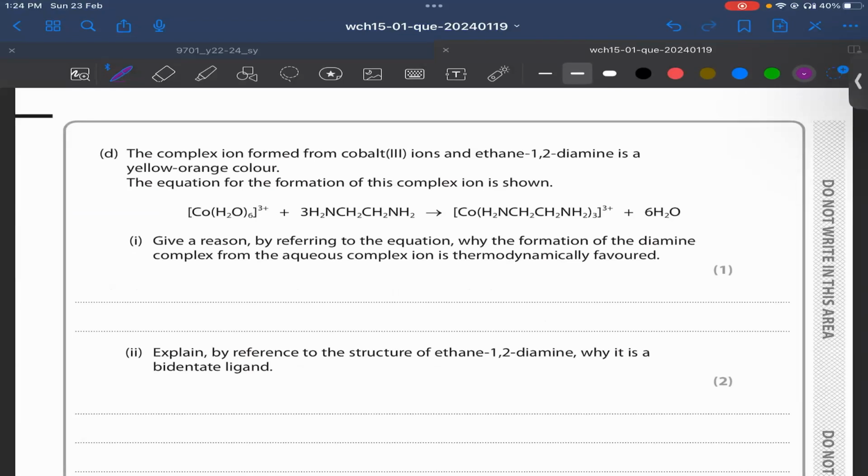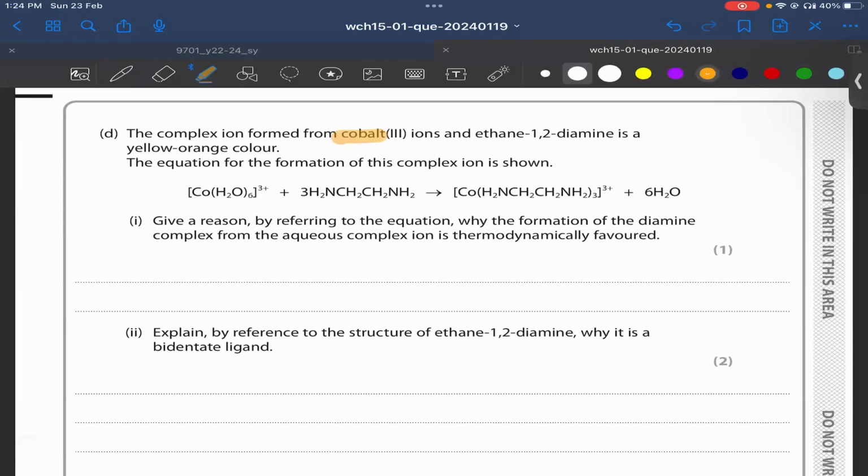The complex ion formed from cobalt 3 ions and ethane 1,2-diamine is a yellow-orange color. The equation for the formation of this complex is shown. Give a reason, by referring to the equation, why the formation of the diamine complex from the aqueous complex ion is thermodynamically favored. Why this one is more favored.